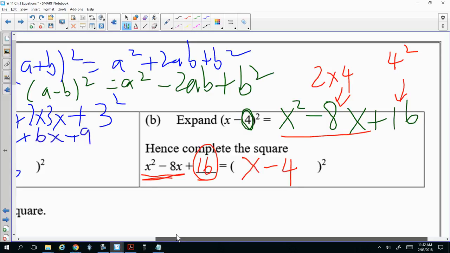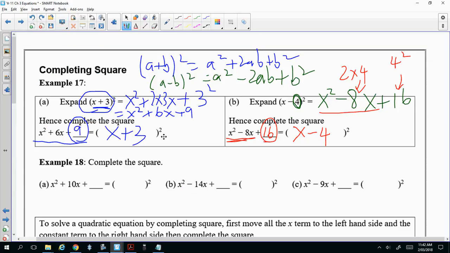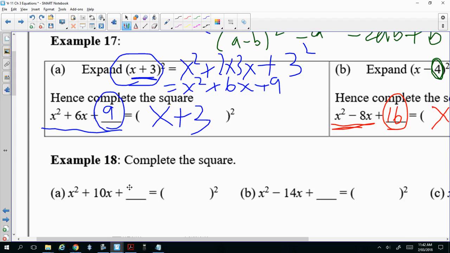Now we expanded both of these, and now we have to go in reverse. We have to do A, B, and C. So now we have to find the missing term. There's no clue given, so let's see if there's any connection between the 9 and the 6. The connection is that you halve the 6, which is 3. And how do I get the 9 from the 3? You square. So we have to find half of 10. What's half of 10? 5 squared. So we add the 5 squared. That will make it a perfect square.